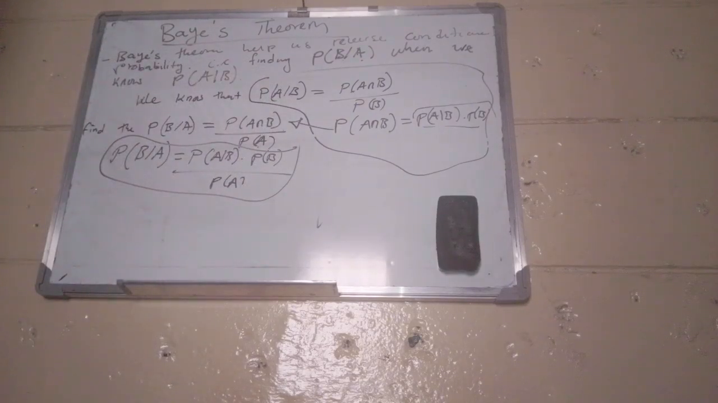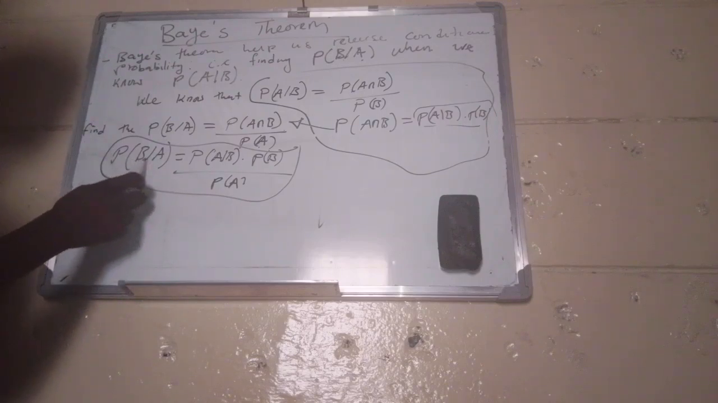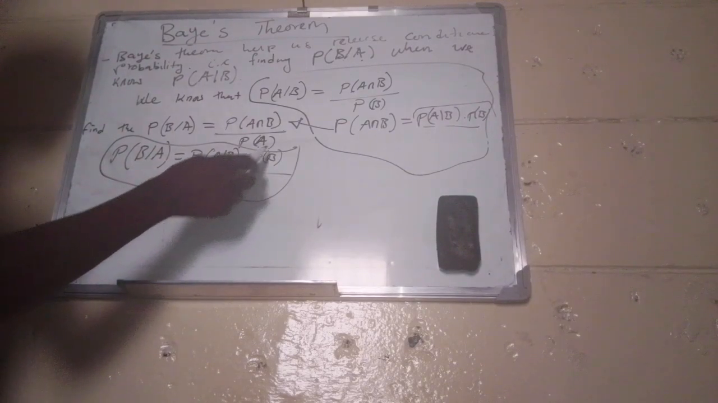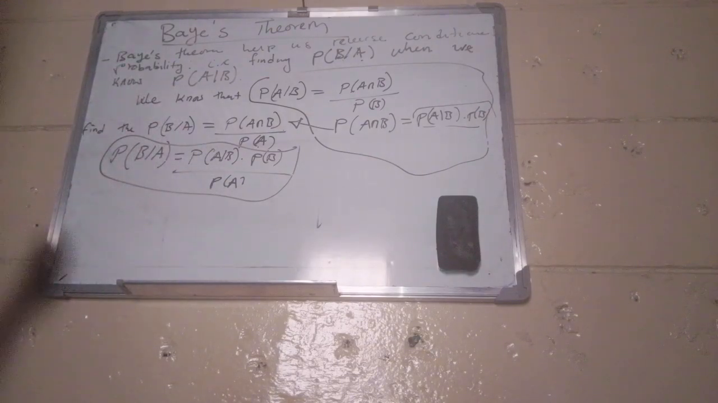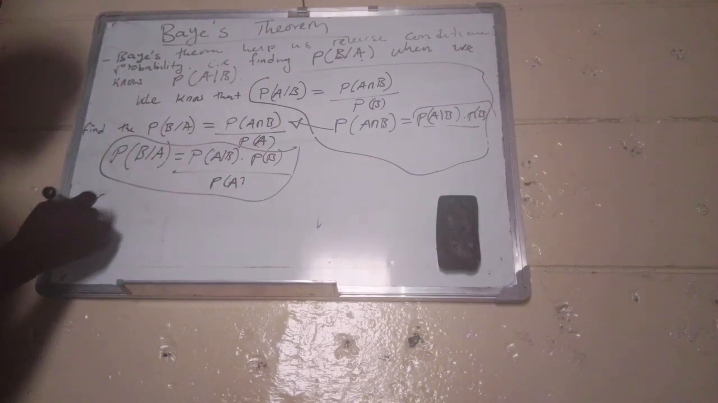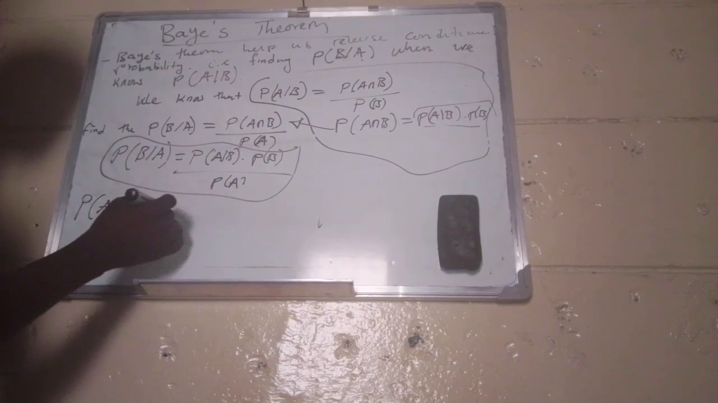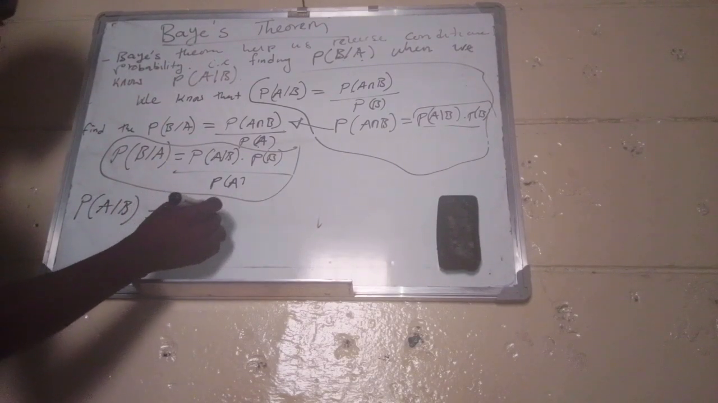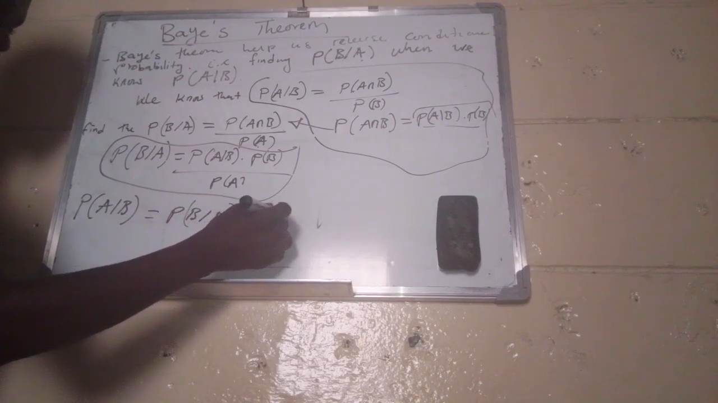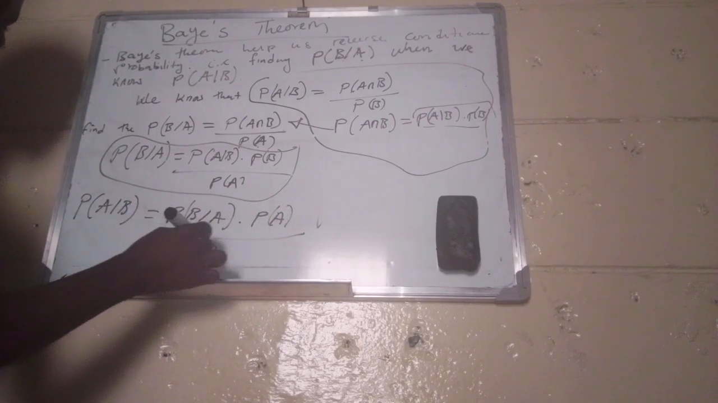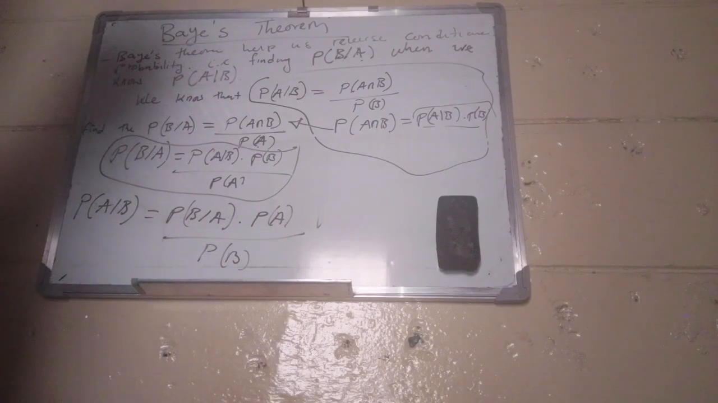So every time we're talking about the Bayes theorem, we are using this formula, meaning that the probability of B given A is equal to the probability of A given B multiplied by the probability of B over the probability of A. The same applies if you want to find the probability of A given B using the Bayes theorem: it is the probability of B given A multiplied by the probability of A over the probability of B. This is the Bayes theorem formula.